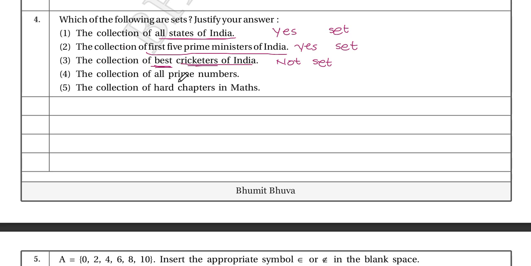Then 4, the collection of all the prime numbers. Yes, this is well defined. It is a set, because the prime numbers are the same for everyone, well defined. It is not different for everyone.